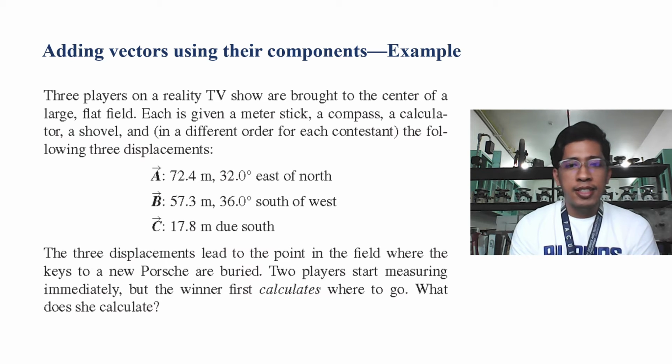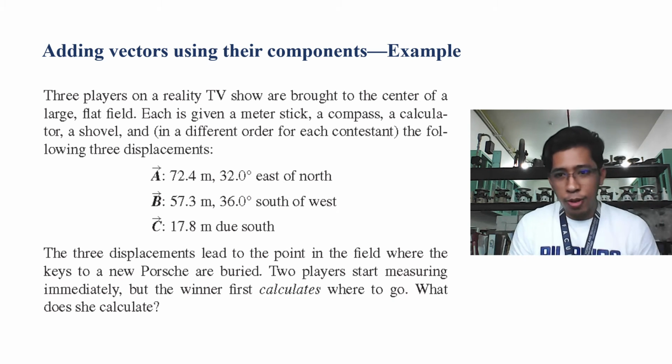Okay. The players start measuring immediately. Your competitors, players number 2 and number 3, immediately measured 57.3 meters using their meter stick, and the other immediately measured 17.8 meters due south using his own meter stick. And imagine that is very time consuming because you're going to measure very long distances. You have 72.4 meters, 57.3 meters, and then 17.8 meters.